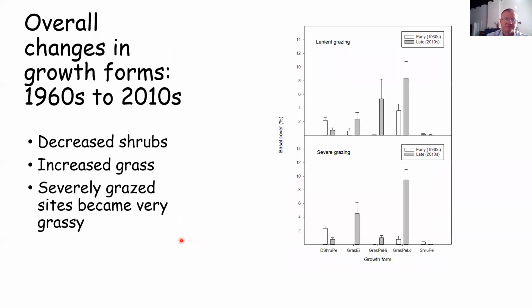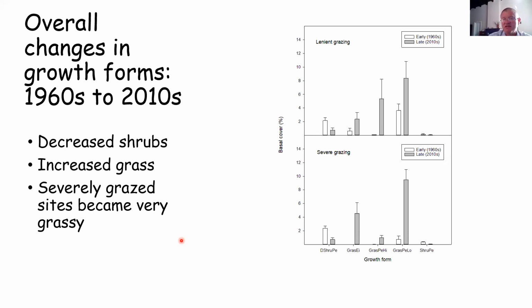If we look in a bit more detail at the actual changes in growth forms that we've seen over this period of time. There's been a decrease in shrubs, so the dwarf shrubs have decreased, and the likely reason for that is grass competition, especially when the grasses grow really well during the summer. They essentially shade out the shrubs. There's been an increase in grassiness, which I've talked about. And we found that even areas that were severely grazed historically have become much, much more grassy.